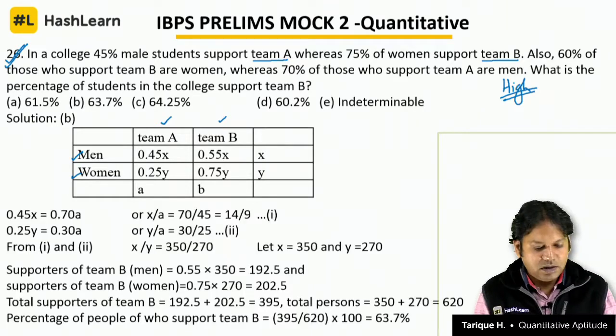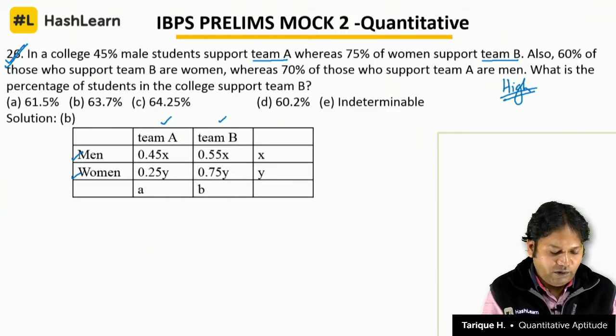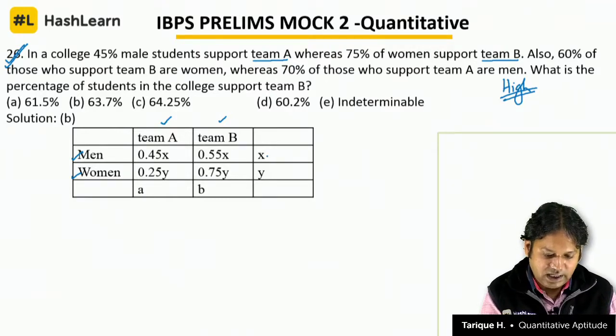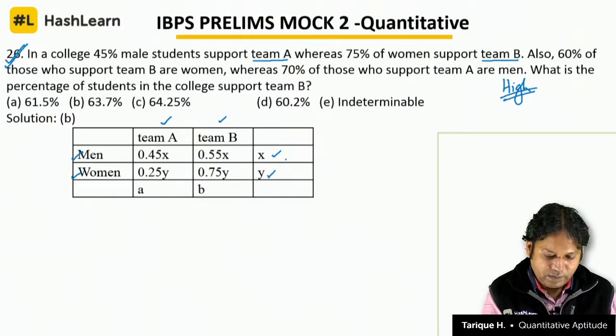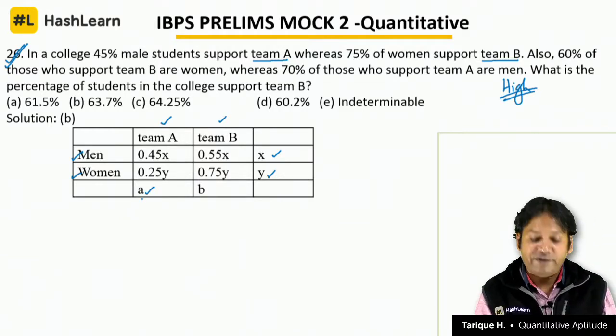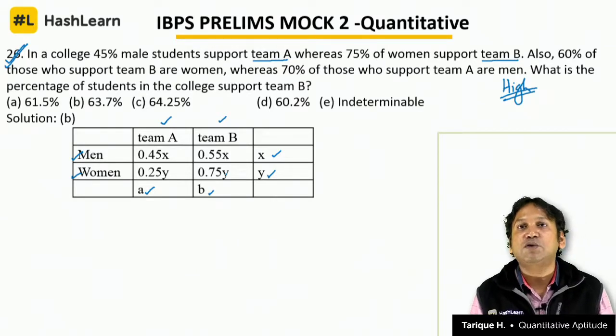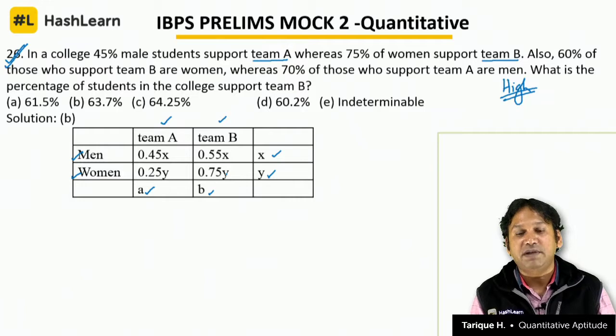So what we can do now is to just see what the question is telling us. In the college, 45% male students support team A. We don't know how many males are there in the college, so let the number of males be X. How many males are there? X. And how many females? Y. Also we don't know how many supporters there are of team A, so put that as A. And how many supporters of team B? Let that be B. So these values we have assumed: let the total number of men be X and total number of women be Y, total number of supporters of team A be A, and total supporters of team B be B.